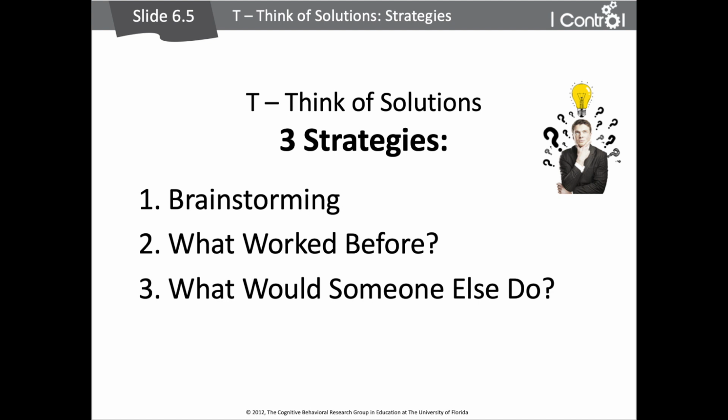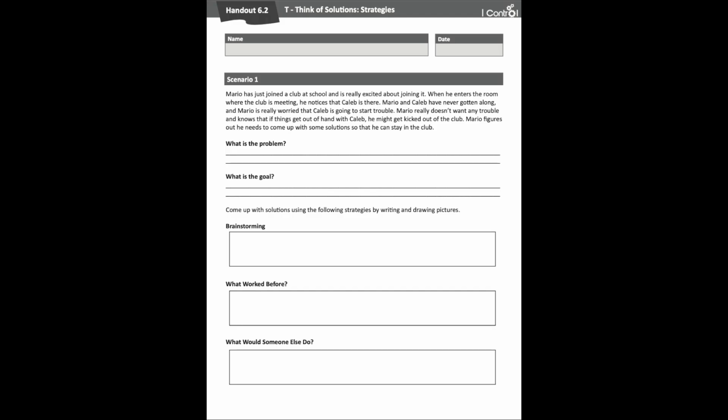Let's practice using all 3 strategies: brainstorming, what worked before, and what someone else would do to think of solutions. Locate handout 6.2 in your student workbook. Read the scenario and check for a problem. N, name the problem and the goal, and think of solutions using the 3 different strategies. Don't forget, brainstorming means you come up with as many solutions as you can, even if they seem silly at first. Pause the video while you complete the activity. When you're done, press play.